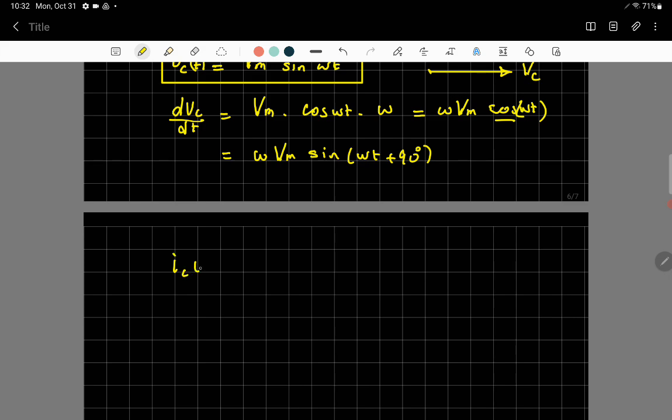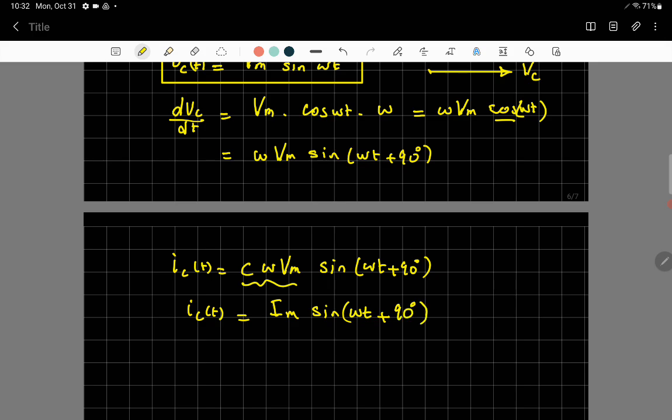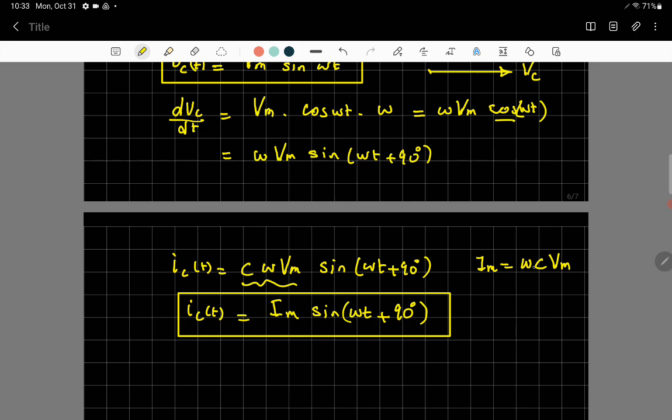To find the current in the capacitor, we say it's equal to C dv by dt. So I multiply the whole equation by C. So you have C omega Vm sine omega t plus 90. This thing I can call Im. So you can write now the expression for the current in the capacitor is equal to Im sine omega t plus 90 degrees. All right, that's good really. Where Im is equal to omega C Vm.